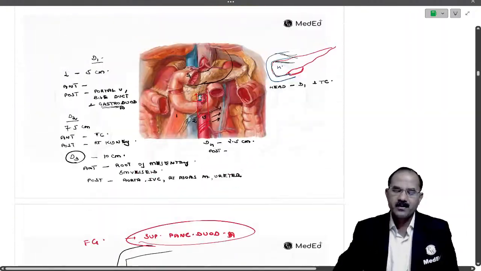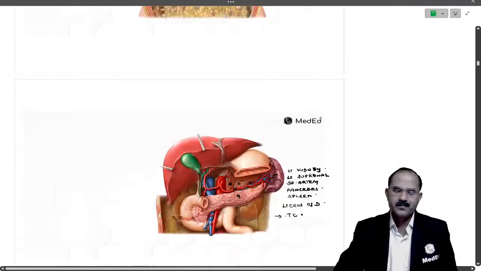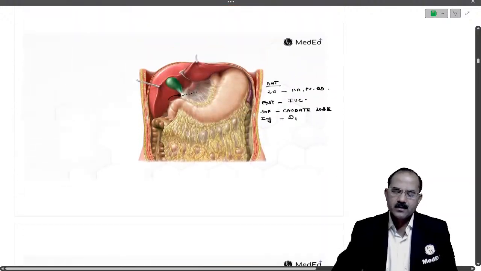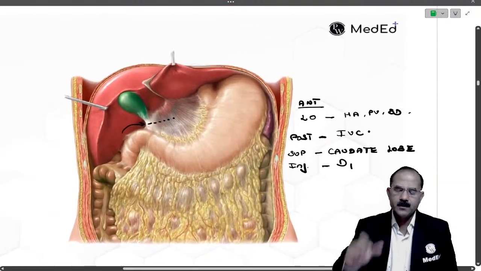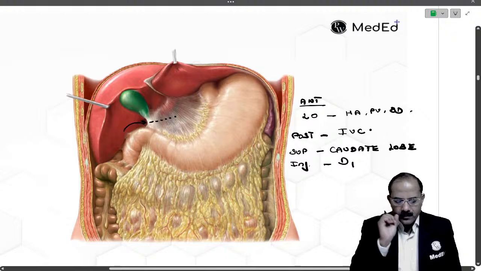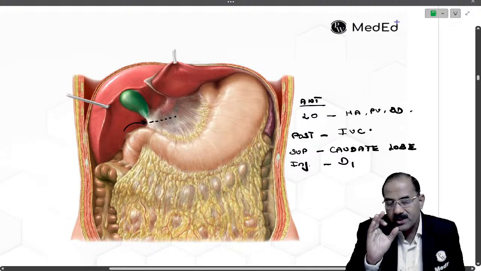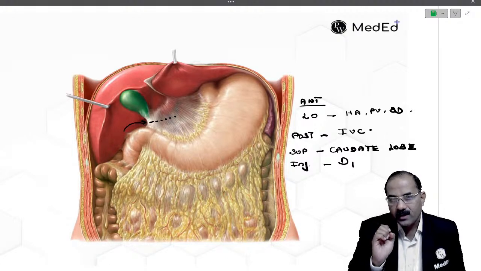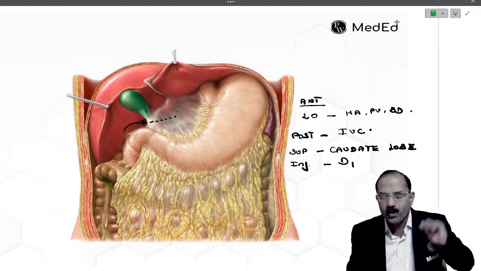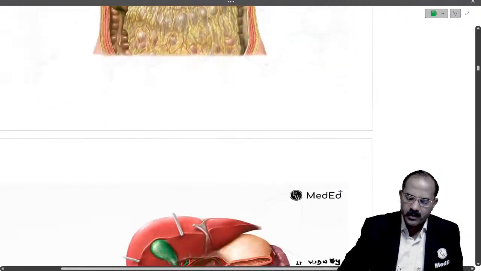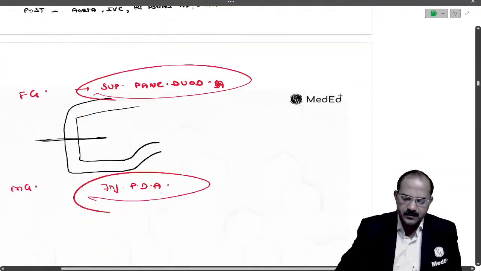Let me see if I can extend this for you. Spleen. Look at this. You see the boundaries of the lesser sac. The left boundary of the lesser sac is formed by what? Can anyone tell me?